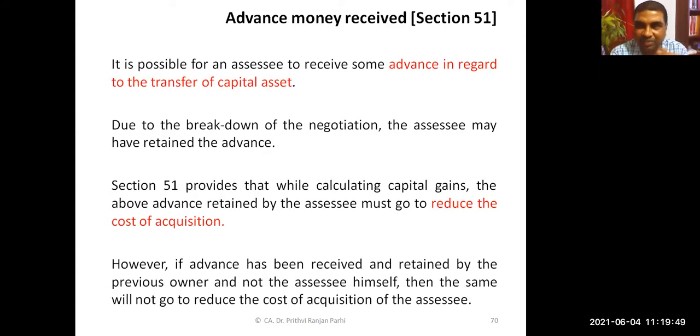If advance money is received in that kind of situation, then what will happen? That will reduce the cost of acquisition. For example, let us say you have purchased a land for 20 lakh rupees, but you had earlier negotiated and had received advance money of 2 lakh rupees. That means your cost of acquisition will now become 18 lakh rupees. Are you getting my point?